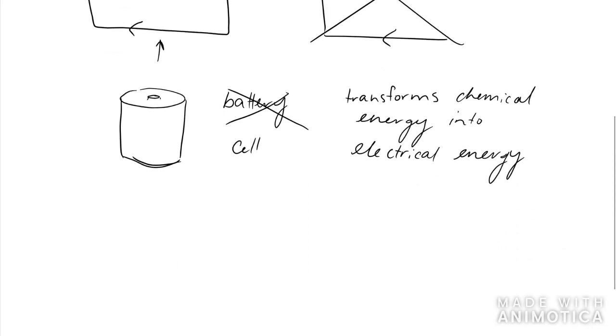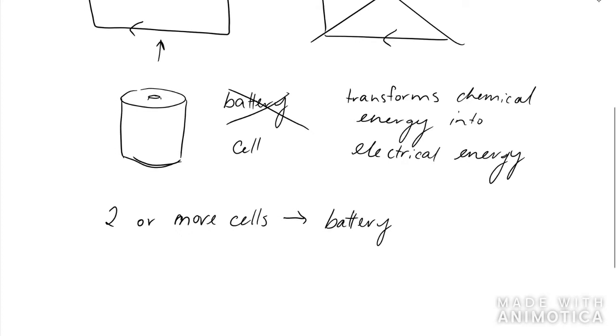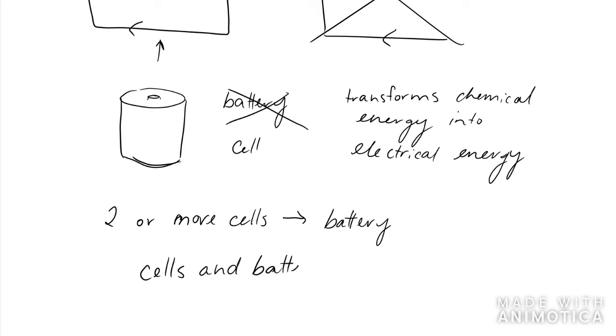In science, if you have two or more cells, that is a battery. So basically, we've been misusing the word. We also call cells and batteries sources, because they are where the electrical energy comes from.